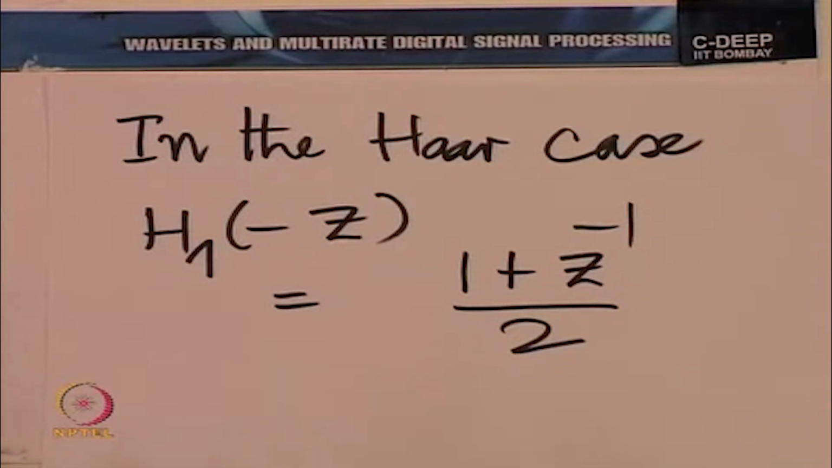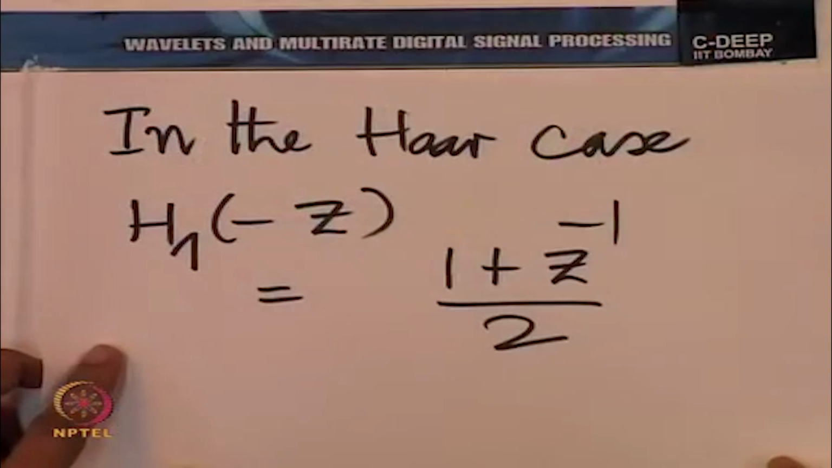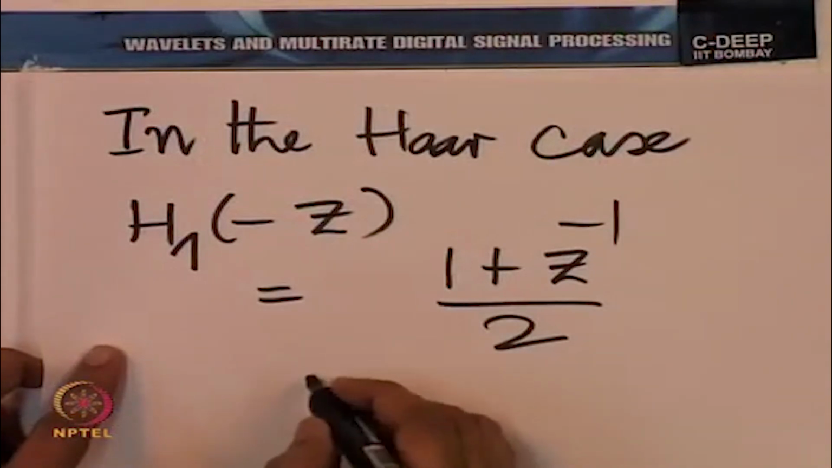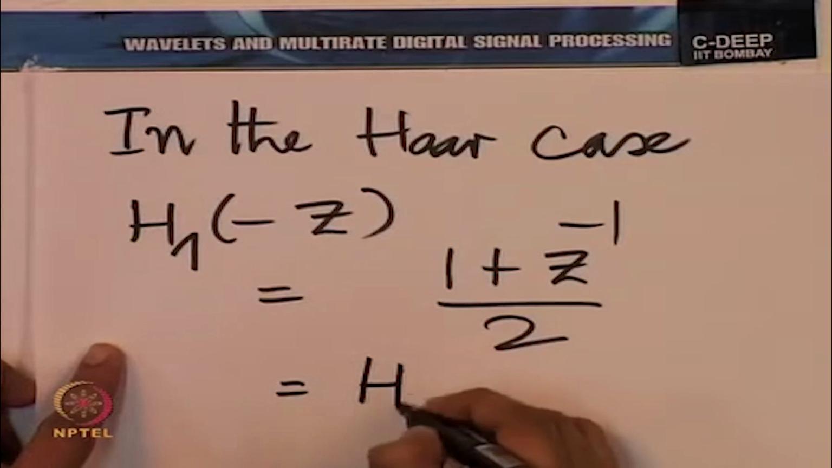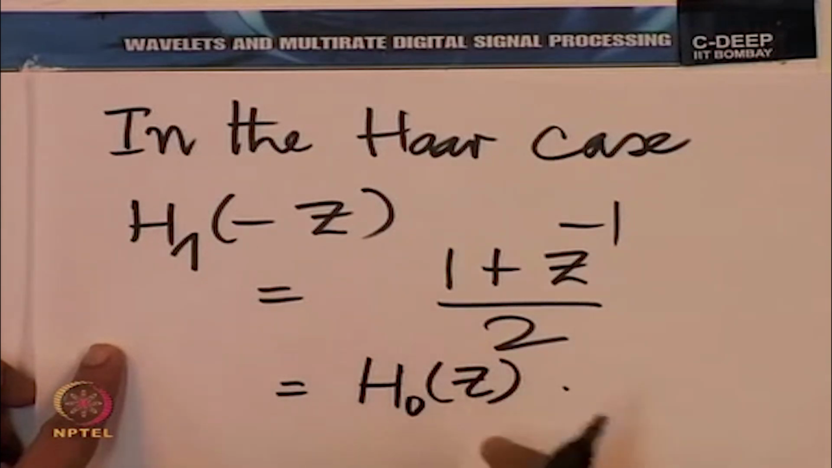So, H 1 minus z and H 0 z are very closely related. Now, let us generalize this. In fact, the only catch is, we will later on need to make a little adjustment here. So, at this moment, even if we simply accept H 1 minus z to be equal to, you see, in the Haar case, this is equal to H 0 z. But we may need to make a little adjustment here.